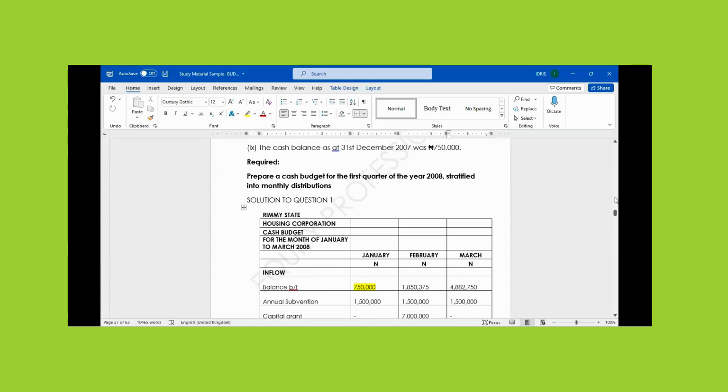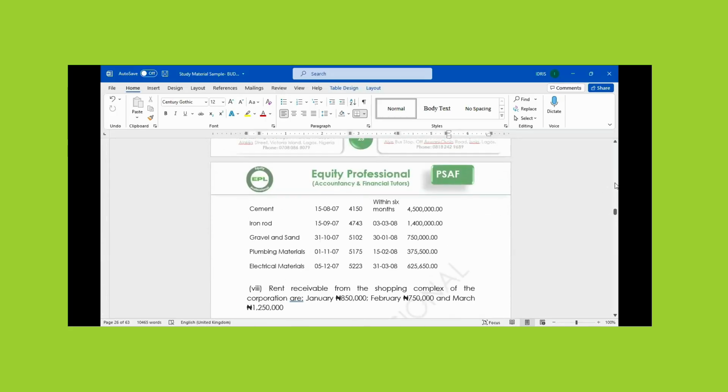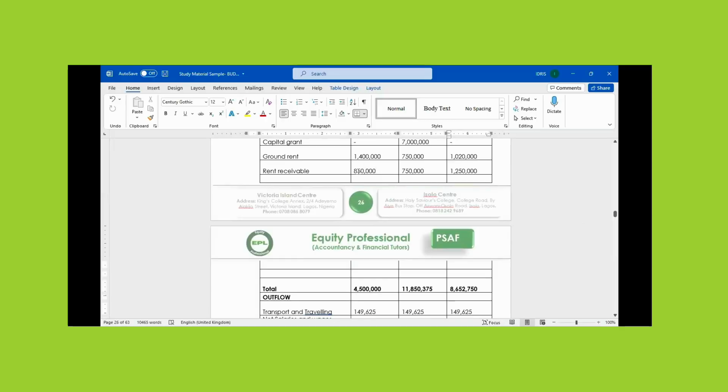So we are done with that note. Which other note do we have? The last note: rent receivable from the shopping complex of the corporation. This one is an inflow too. For January, 850. For February, 750. For March, 1,250. Under inflow. We are done with all the information.